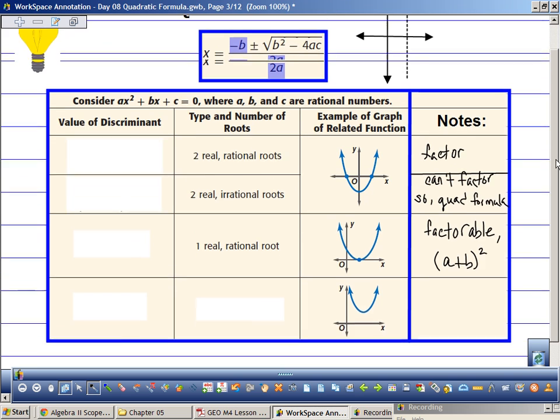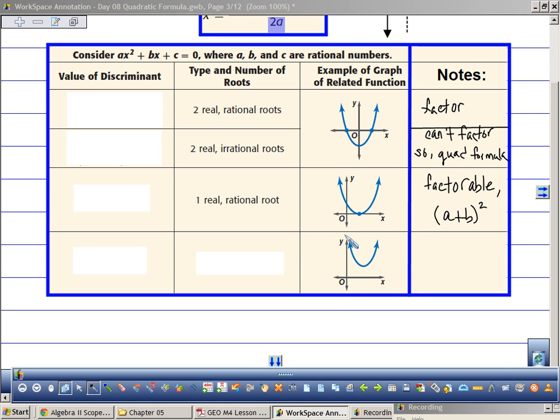And finally, what about this one? How many roots does this one have? None. How do you think we get those? Not only is it not factorable, but when we go to use the quadratic formula, there's something very interesting that happens.